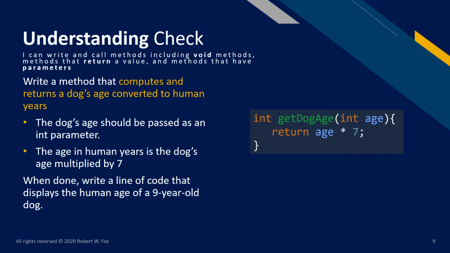This is the age of the dog. And I have a very simple calculation where I'm returning the age of the dog times 7. Then when I go to call the method, I put mine in a System.out.println to avoid having to write 2 lines of code. But you will notice that I say getDogAge, I call my method, and I send it the 9 because I want the age of a 9-year-old dog. And in this case, what will happen is the return value will be printed because I'm calling the method in a println statement.